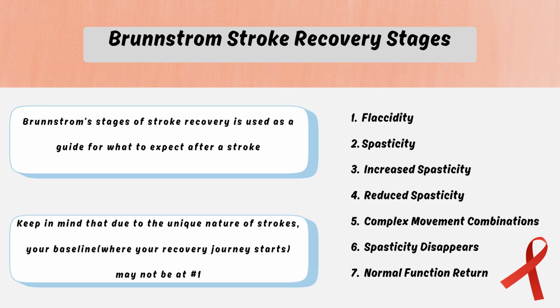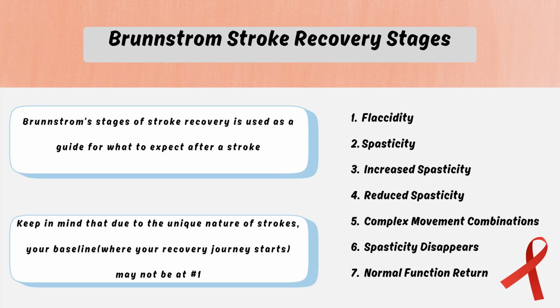The first stage is flaccidity. This is the initial stage where muscles become weak or limp due to the brain losing its connection to the affected limb. In stage 2, we start to see spasticity. This is where muscle tone increases, causing stiffness and involuntary contraction of muscles. In stage 3, the stiffness becomes more pronounced. By stage 4, we start to see stiffness decrease and some voluntary movement may return.